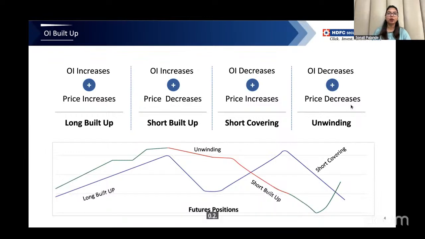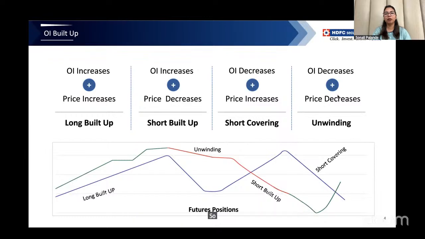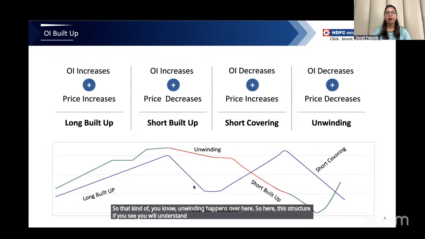A little fall of 0.2, 0.3% is seen, so we don't call it a correction, or we don't call it a crash, right? It's just profit booking. So that kind of unwinding happens over here. So in this structure, you will understand the OI will come down, okay, because all the positions are being closed, but the price will not come down much, okay. A little bit it will come down, but not much, okay. So these are the four concepts.